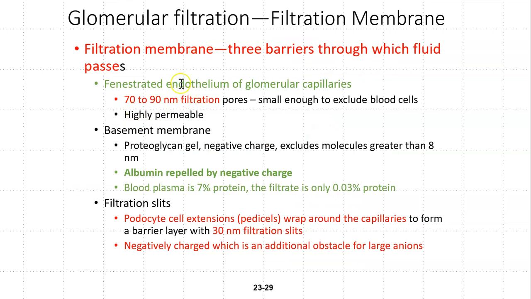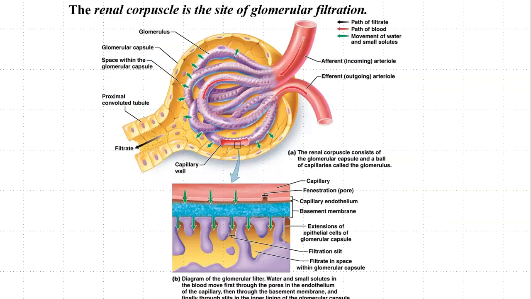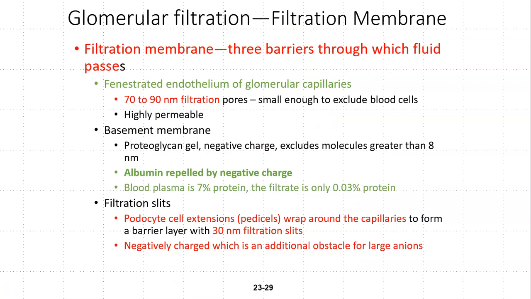So glomerular filtration happens through the fenestrated endothelium, or the little pores, and these extensions that you see are known as the podocytes. So podocytes are the extensions, and these openings are known as the fenestrations. Now, the filtration membrane is the three-layer barrier through which the fluid passes, and this is a non-selective process.